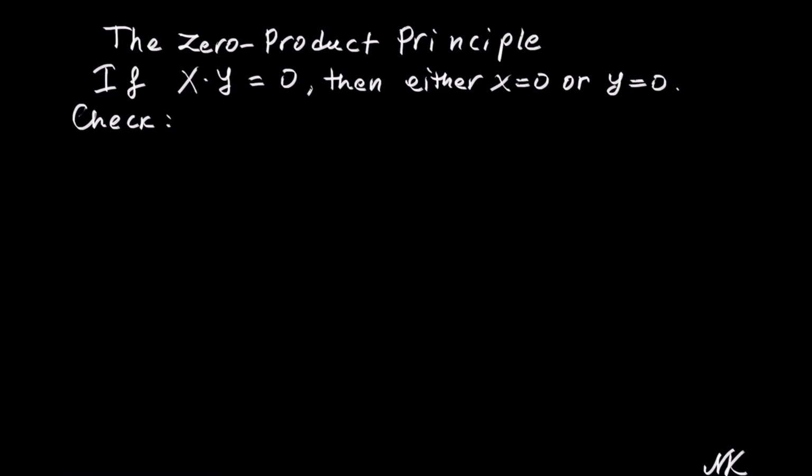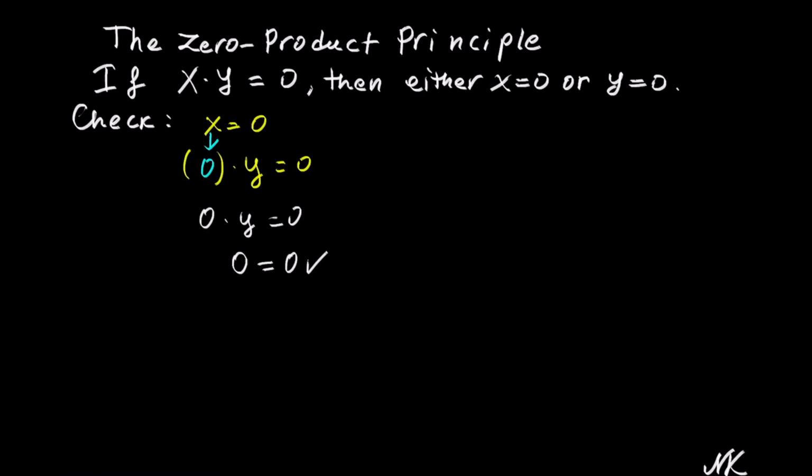Let's use the first solution, x equals 0, and plug it into x times y equals 0. Instead of x we use 0. This will give us 0 times y equals 0. 0 times y, or 0 times anything, gives us 0, and 0 is equal to 0, so this checks out.